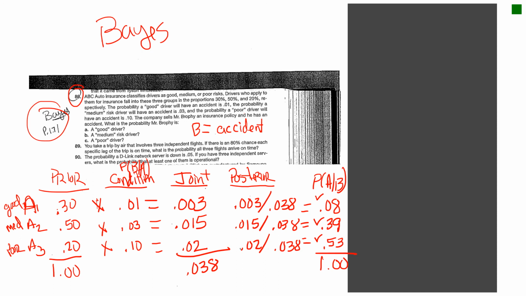This is how you apply Bayes' theorem. Follow the tabular approach. It will definitely, hopefully, simplify Bayes' theorem for you.